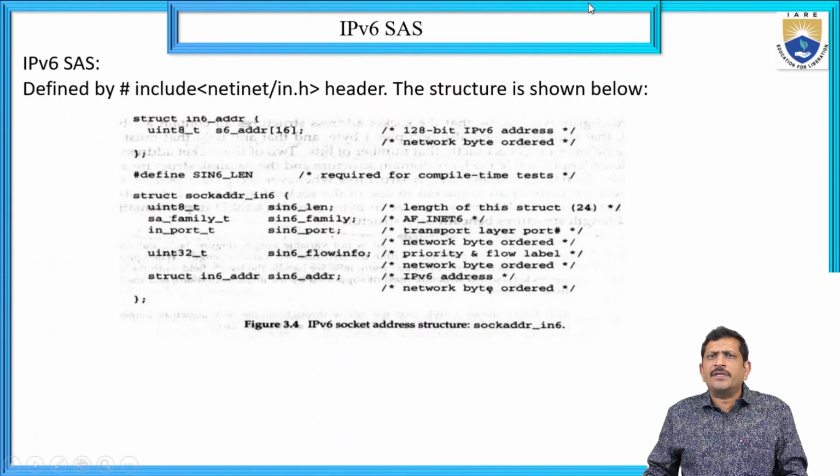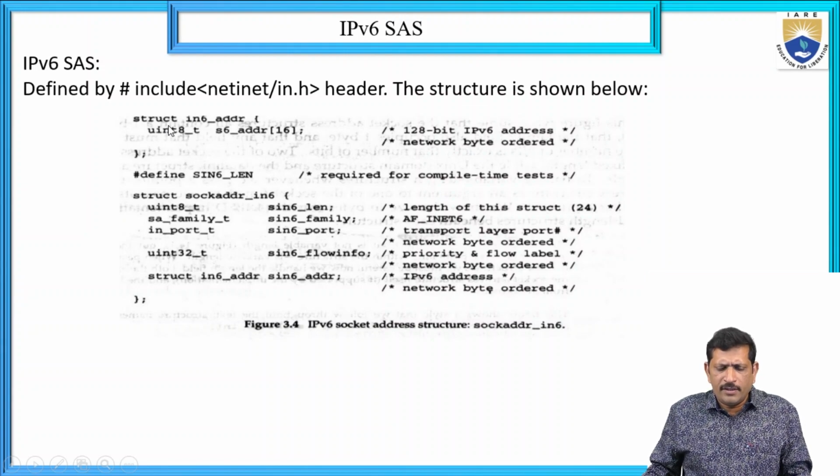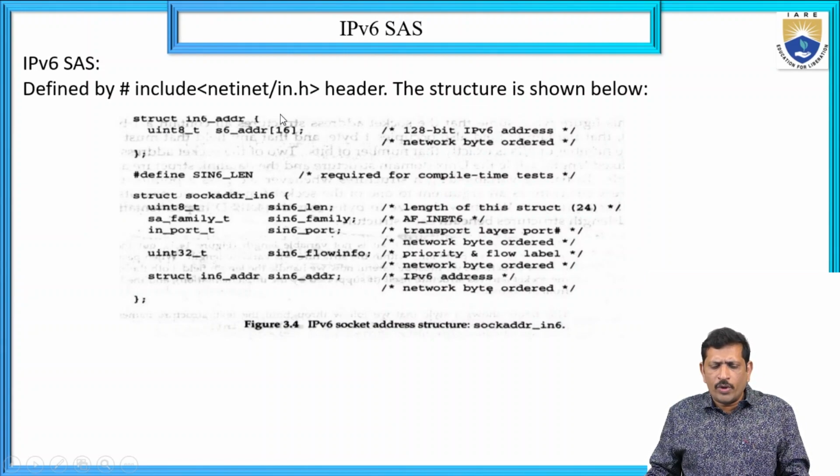IPv6 socket address structure. Here the header file to include is netinet/in.h. The structure is struct in6_addr, with uint8_t s6_addr[16], that means a 128-bit IPv6 address in network byte order.